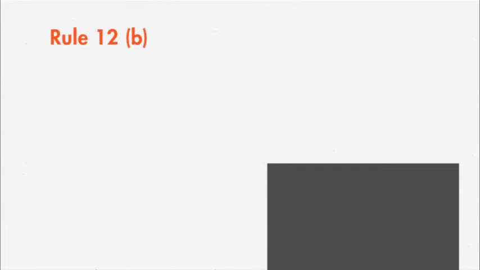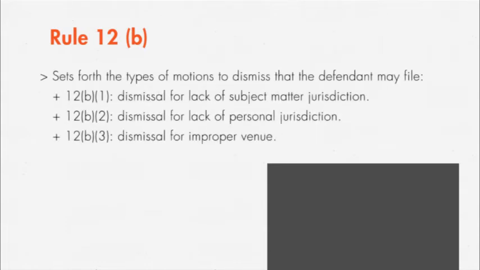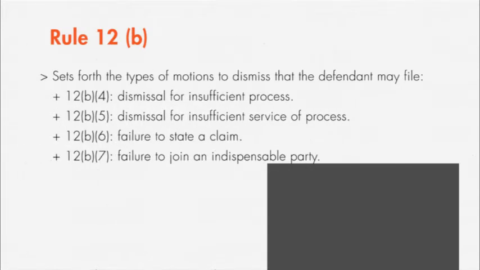Rule 12(b) sets forth the types of motions to dismiss that the defendant may file. 12(b)(1), dismissal for lack of subject matter jurisdiction. We're going to go through all of these in more detail in a minute. 12(b)(2), dismissal for lack of personal jurisdiction. 12(b)(3), for improper venue. 12(b)(4) for insufficient process, and 12(b)(5) insufficient service of process, and we'll discuss the difference. 12(b)(6), failure to state a claim, and 12(b)(7), failure to join an indispensable party.